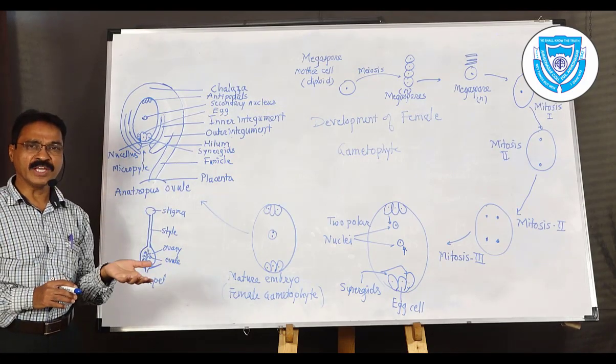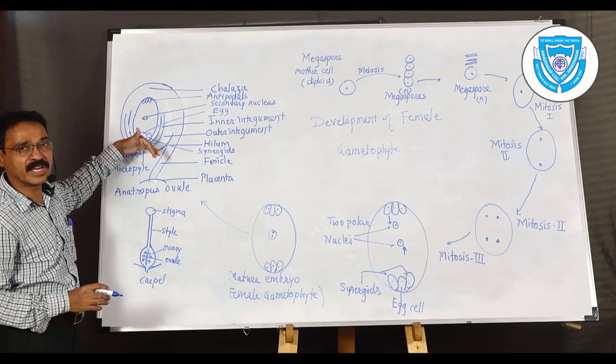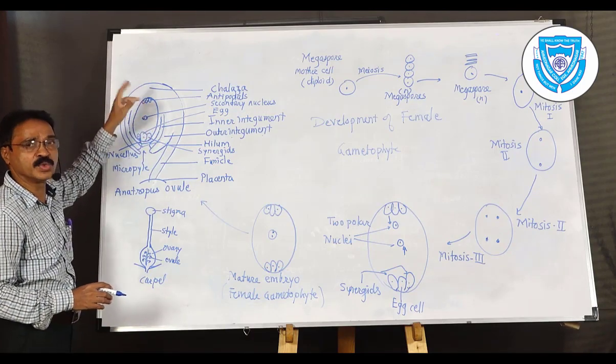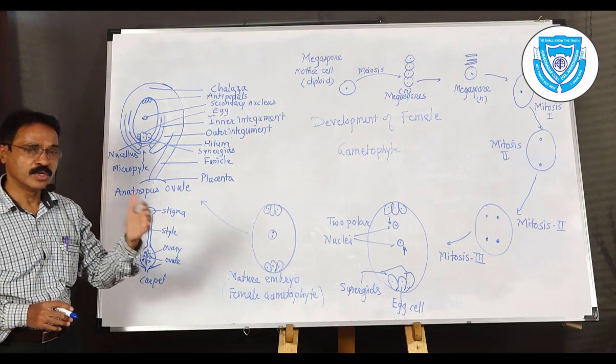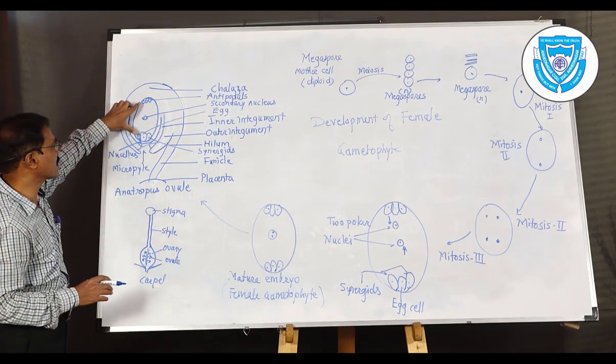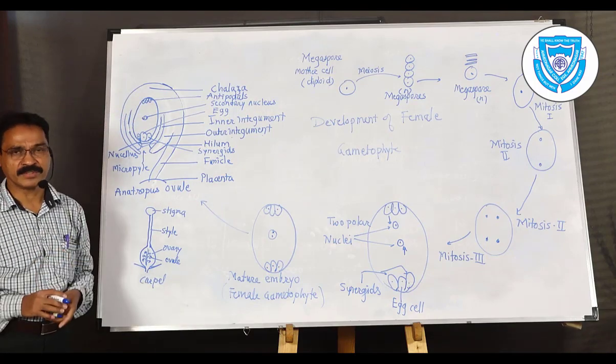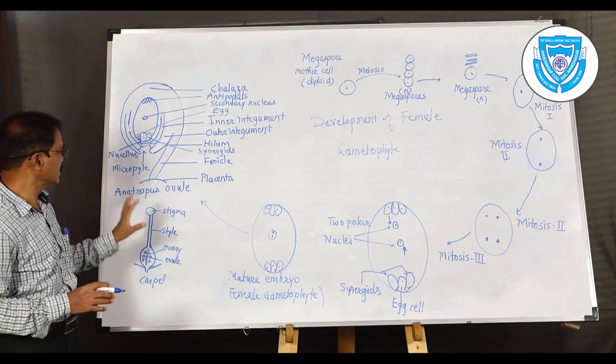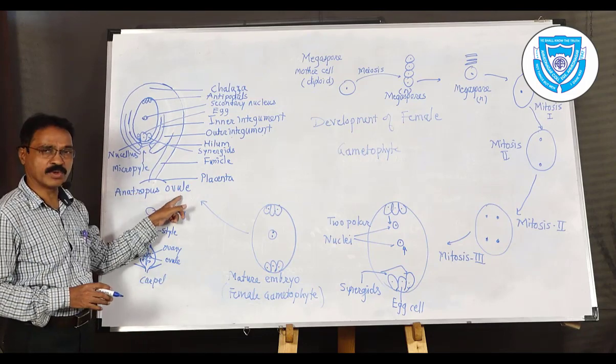But what about the nuclei? They are 8 nuclei, 3 here, 3 there, and 2 at the middle. So those are 8-nucleate, 7-celled structure, which is called the embryo sac or the female gametophyte. Now this is the mature structure of an anatropous ovule.